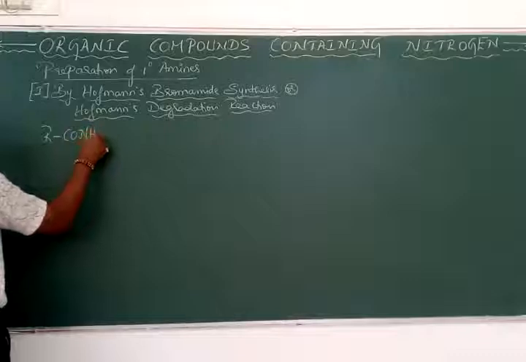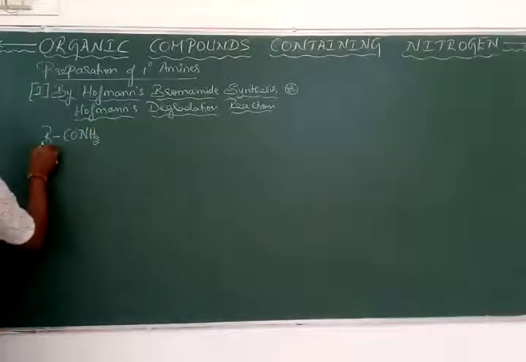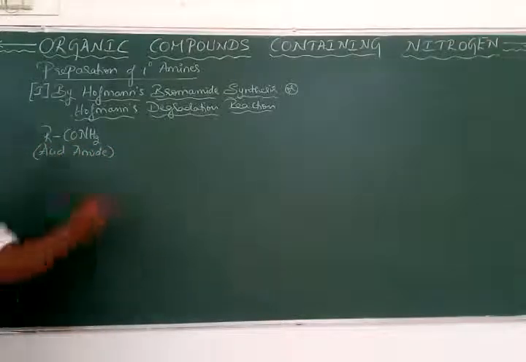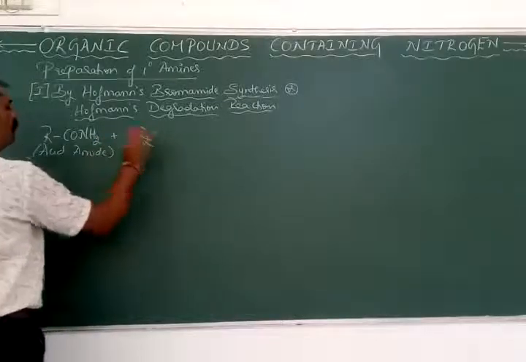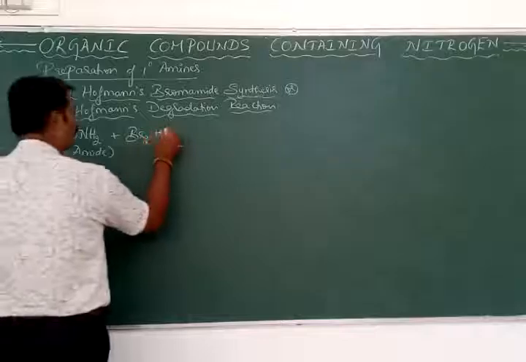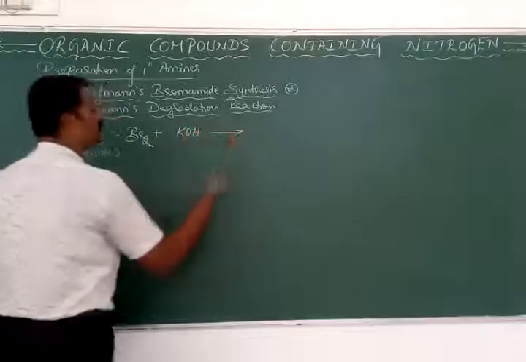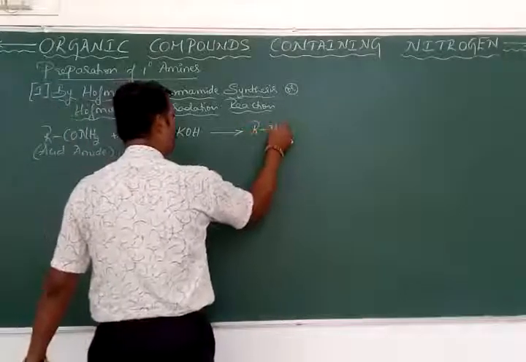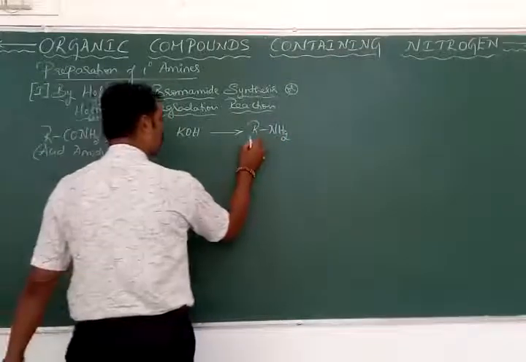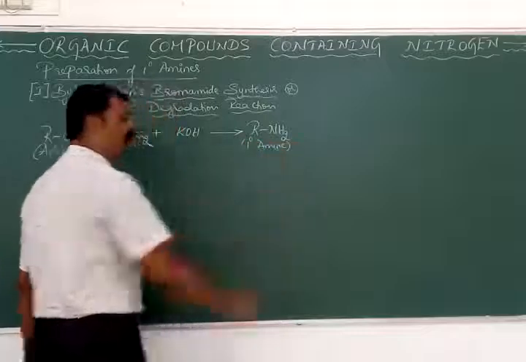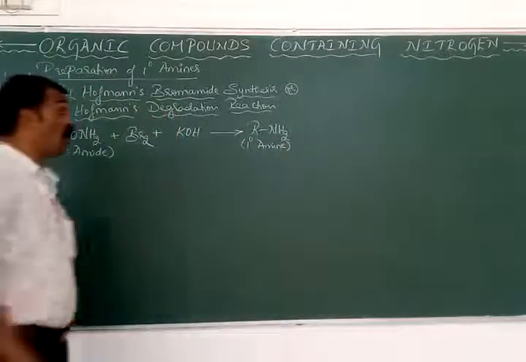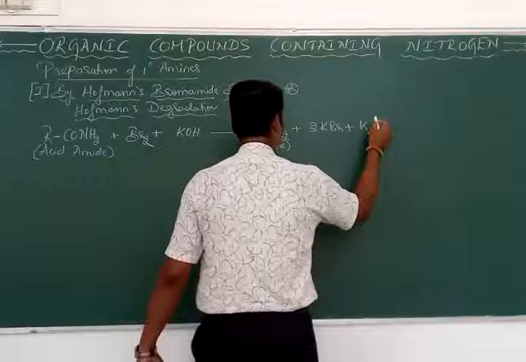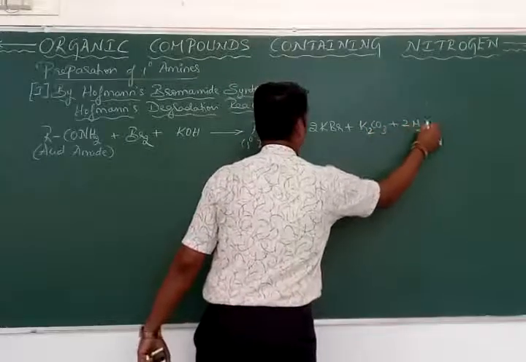Here, RCONH2, what is this called? Acid amide. This is the general representation of an acid amide. It is made to react with bromine and aqueous or alcoholic potassium hydroxide, KOH, or it may be NaOH. Here the main product formed is RNH2, the primary amine, which may be either aliphatic or aromatic, along with the byproducts 2KBr plus K2CO3 plus 2H2O.